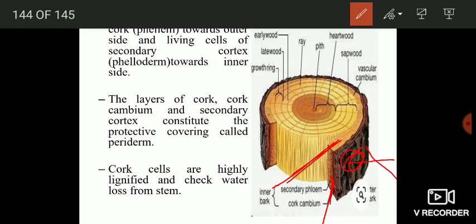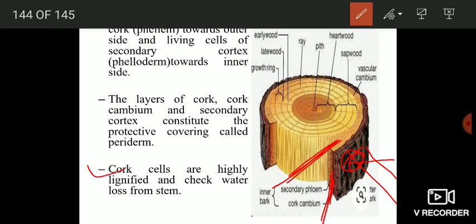All these three layers, including cork cambium, secondary cortex, and the phellem or cork, constitute a protective covering which is known as periderm. Periderm is a technical term which includes all three layers: cork cambium, secondary cortex, and phellem.